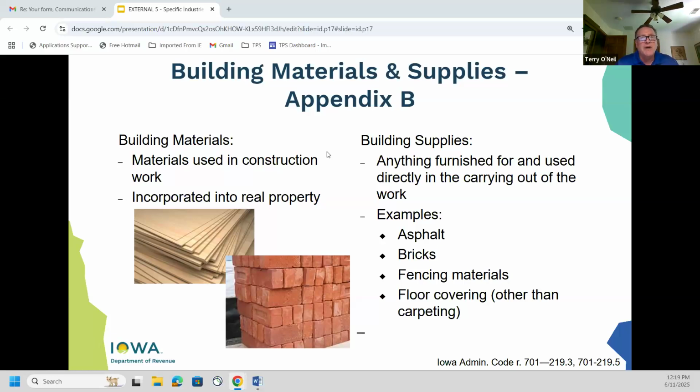I just want to talk a little bit about building materials and supplies. And just a couple things here. You'll notice it says Appendix B. Appendix B is from our publication for construction contractors. And I do want you to note that we are currently reviewing that. So just keep that in mind. The department is updating that publication, but you can still find materials and supplies. They'll still be in Appendix B.